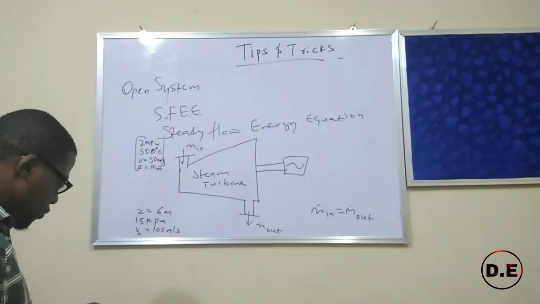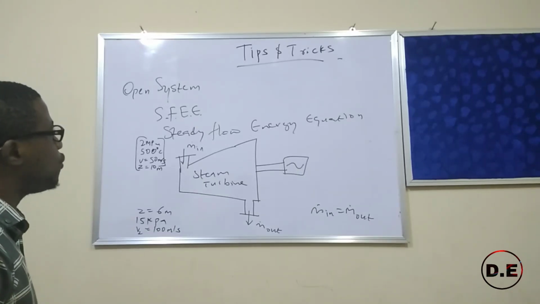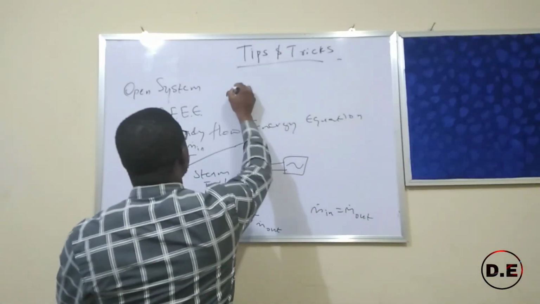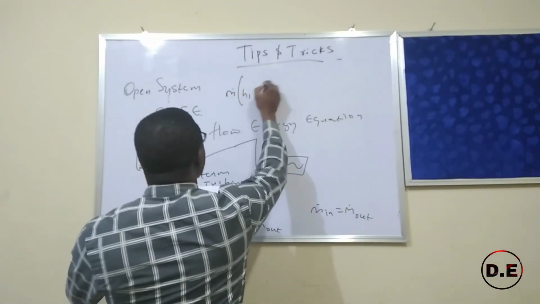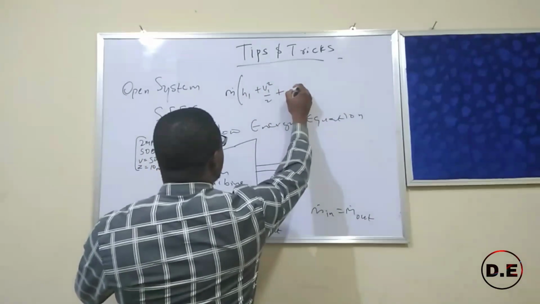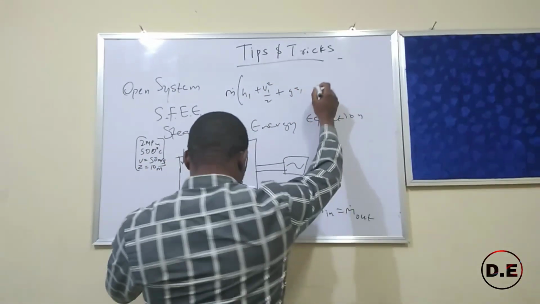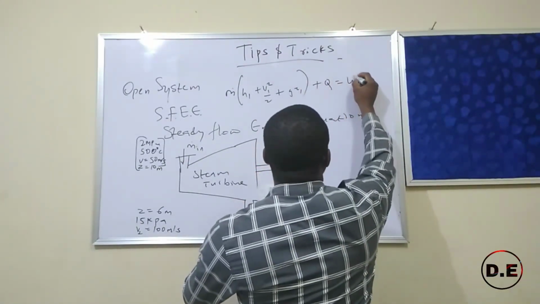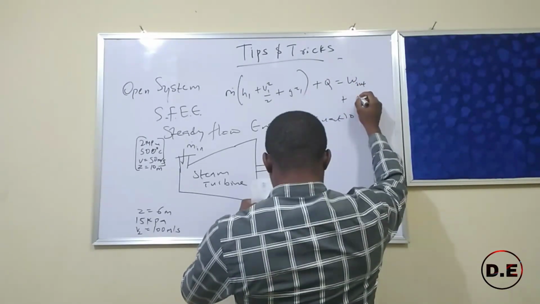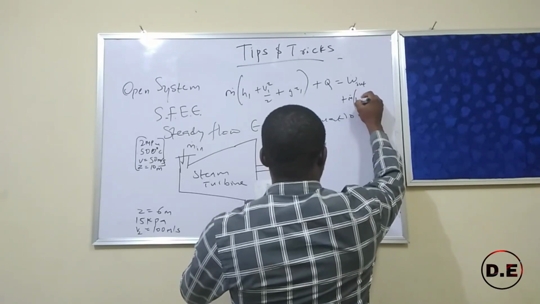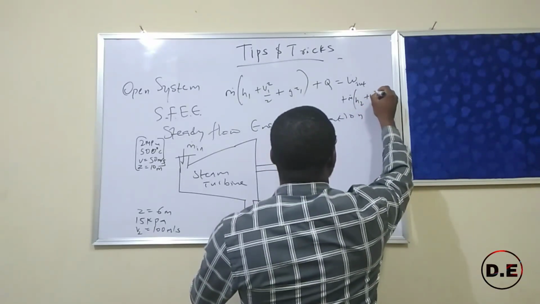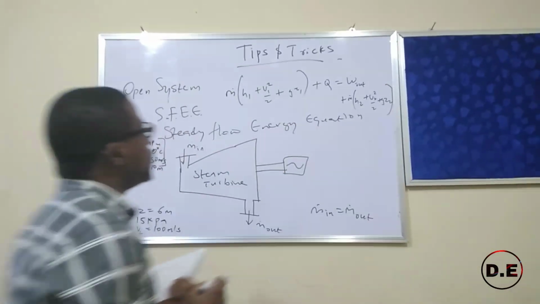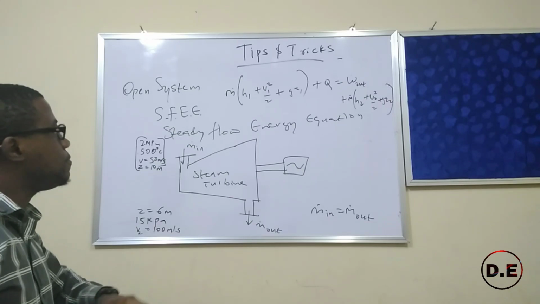Okay, so the first thing I want you to recall is that the steady flow energy equation is given by the following formula, which is m dot into h1 plus v1 square over 2 plus gz1, plus q, equal to w out plus m dot into h2 plus v2 square over 2 plus gz2. Okay. So recall that that's our steady flow equation.